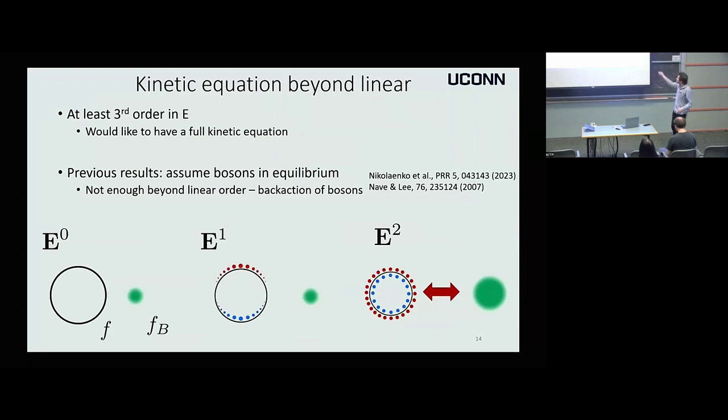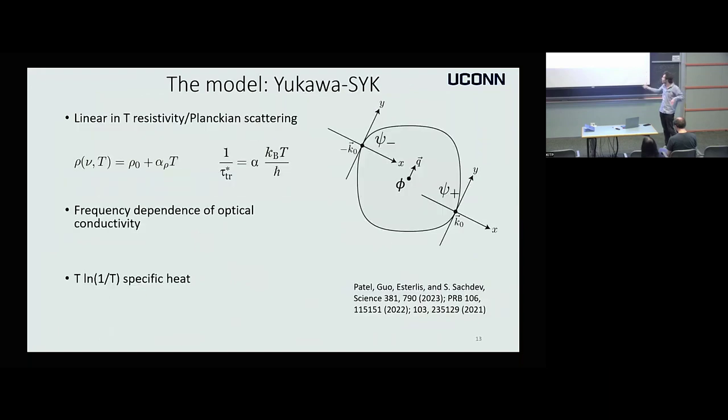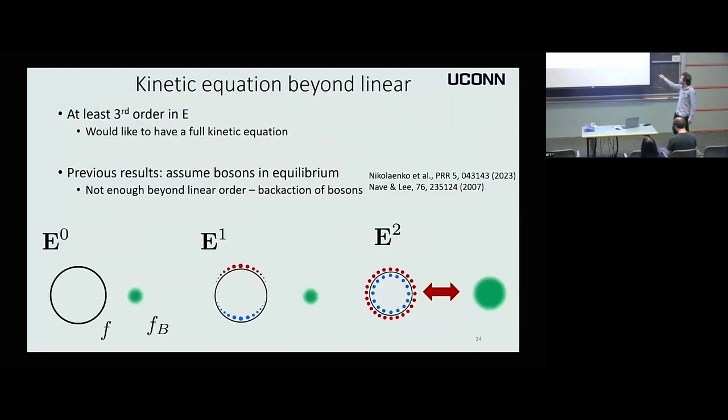And it has been done previously in these papers, for example, where it was applied to the shot noise problem and recent experiments. But for nonlinear transport, what you realize is that there was an assumption made in these papers that the bosons, which are present in this model of interacting fermions and bosons, were in equilibrium. So you drive the fermions, but the bosons just stay at the temperature. And if you do linear transport, that's kind of okay.